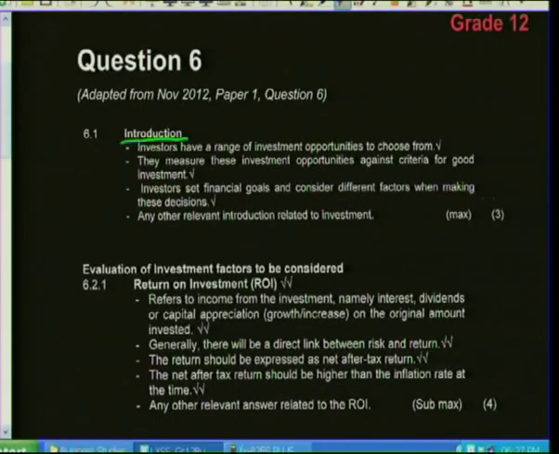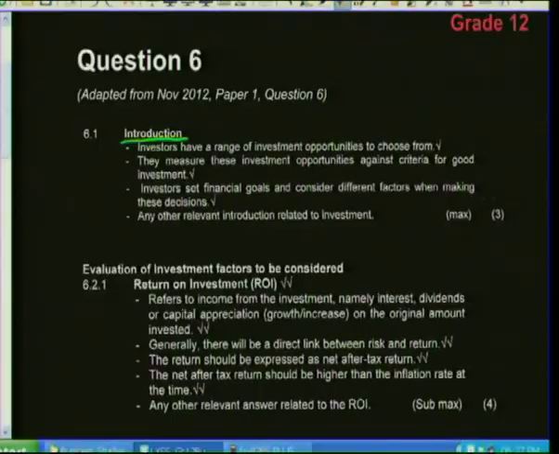An introduction, we need to talk about the question. We need to say, this is what is required of me. So I've said here, remember we need to talk about the factors, we need to talk about 5 types of investments, and we need to talk about the risk. So let's see what I said in my introduction.